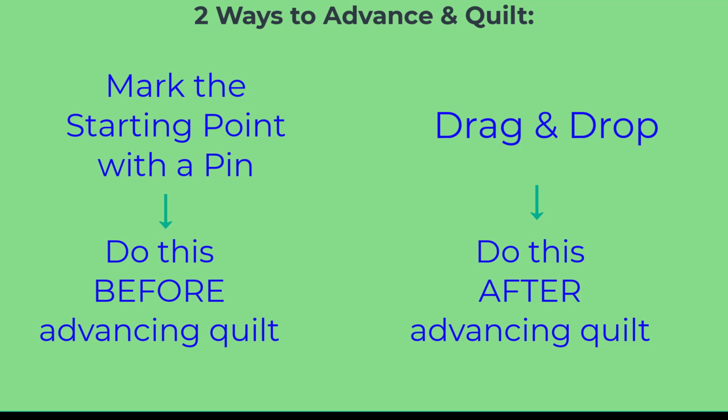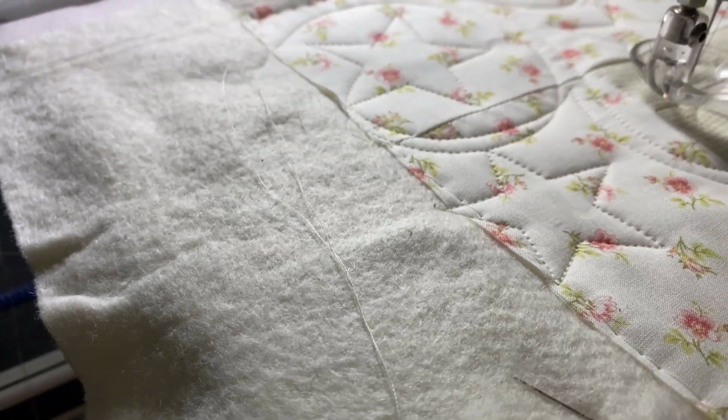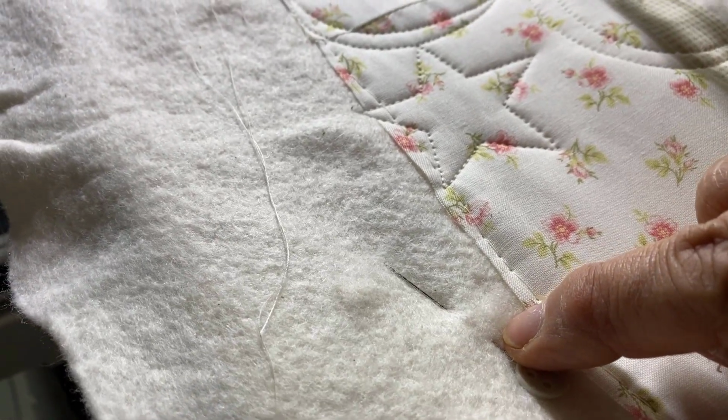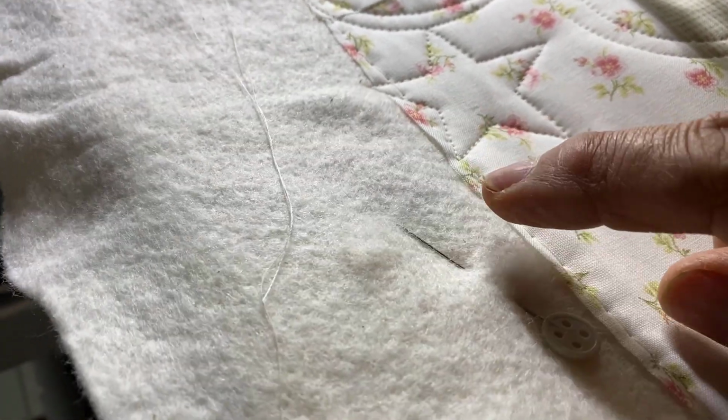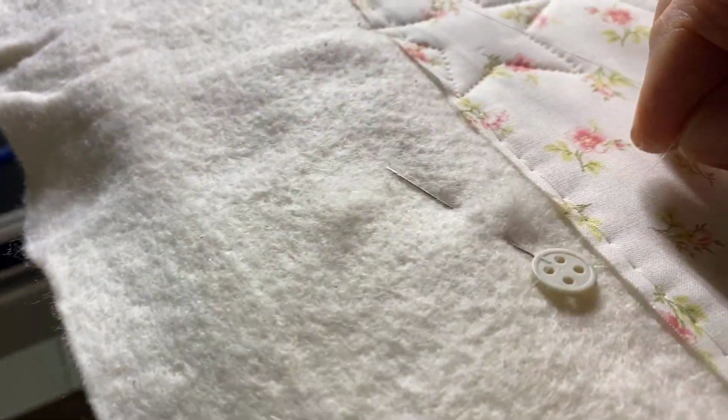It's imperative that you know that, because there are going to be times that you will forget to set your starting point before you advance your quilt. Here I have stitched my first row. I get my long jump pause notification. I cut my threads, and I'm going to use method number 1. I want to put a pin in where I'm going to start my next row before I advance the quilt.